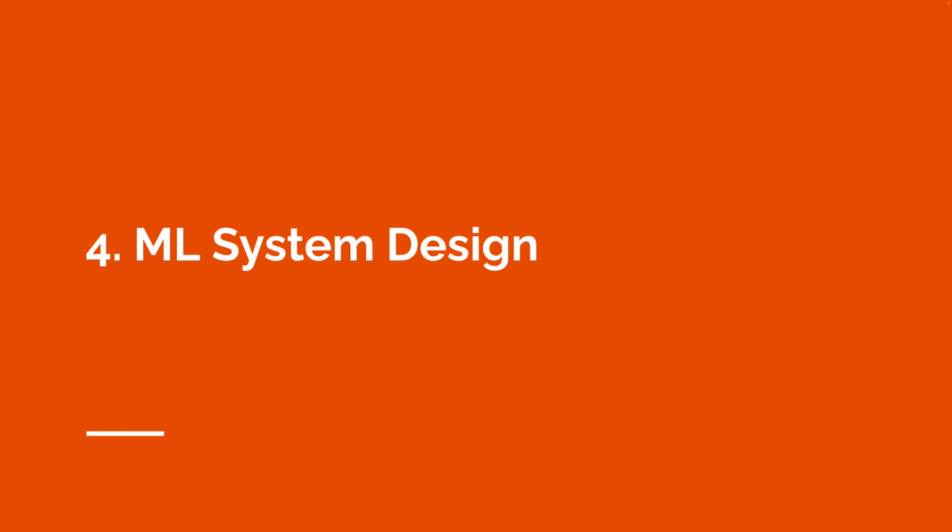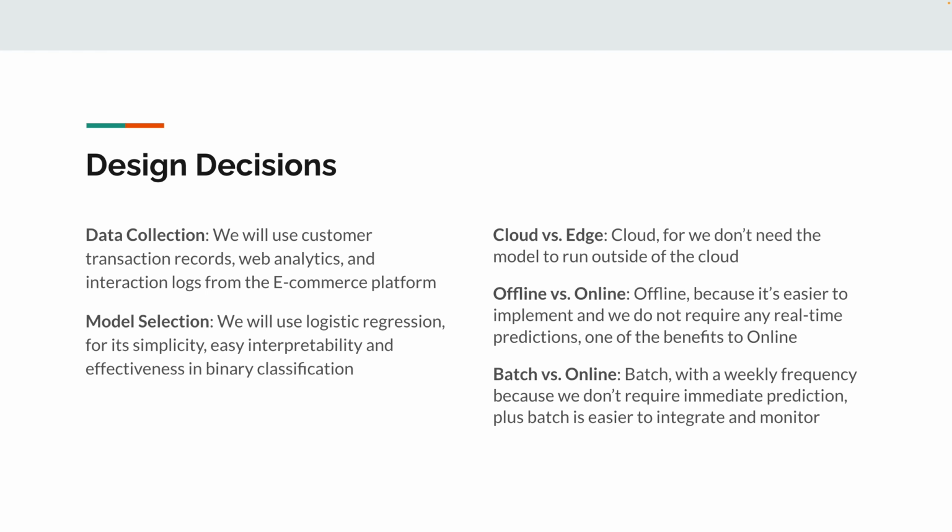Now, in terms of the design, for data collection, we would use customer transaction records, web analytics, and interaction logs from the platform itself. Google Analytics is what we use in my company, so we would almost certainly use the data collected from there as well. In terms of model selection, as I mentioned earlier, we would use logistic regression, mainly for its simplicity. It's very easily interpretable, so explaining it to the marketing department or the customer support team is very easy, as I'm doing right now in this presentation. It'd be very simple to explain how the model is working and how it's coming up with its results.